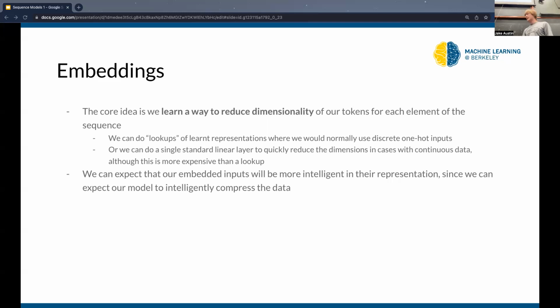There's some interesting work on this. What is it? Is it word2vec? Yeah, talk about word2vec.